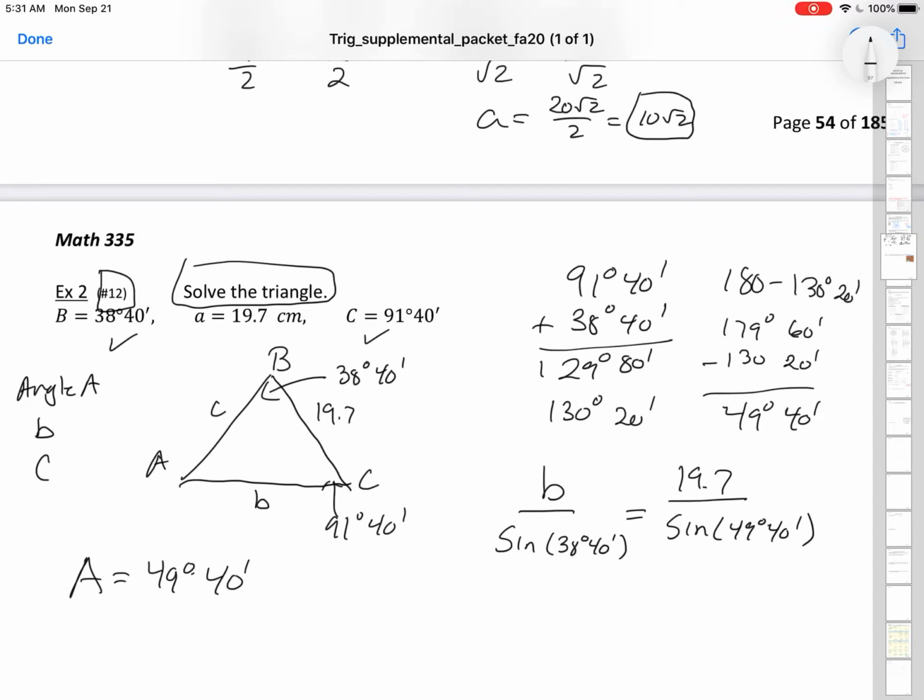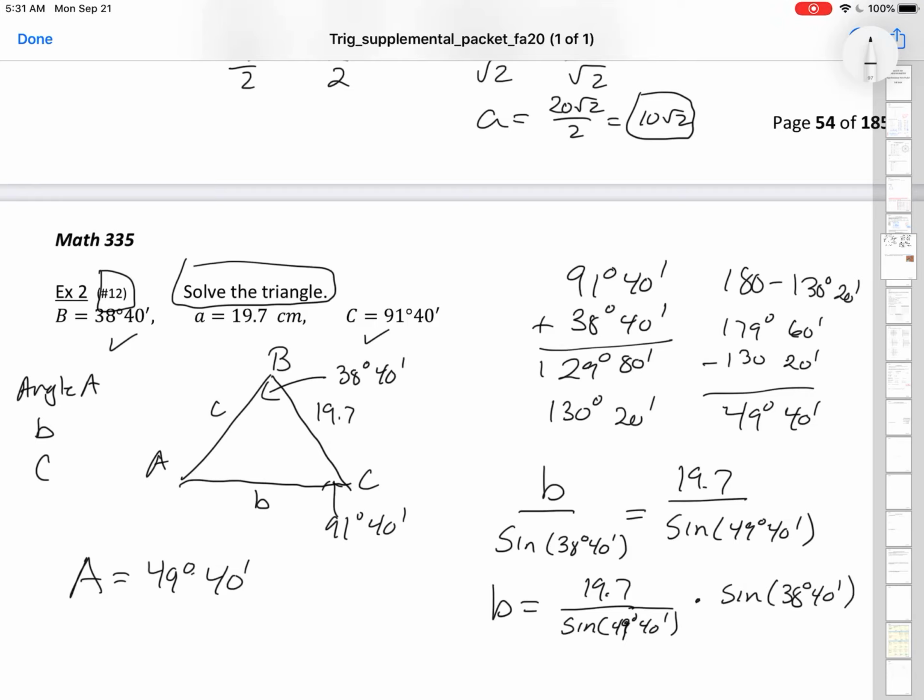As you solve for that, what I would do on my calculator is realize that B is 19.7 over the sine of 49 degrees 40 minutes times the sine of 38 degrees 40 minutes. And so we plug that into our calculator. 19.7 divided by sine. Make sure you're in degree mode. 49 plus 40 divided by 60. Close that.